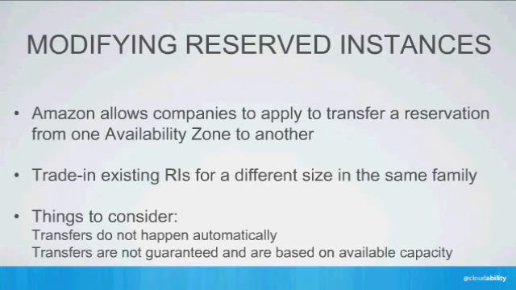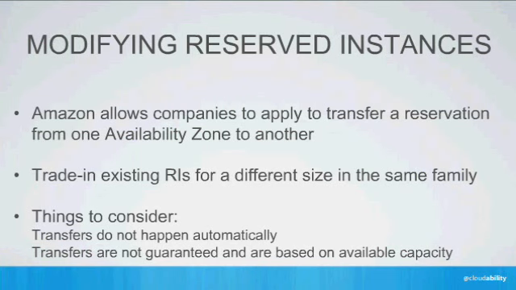So I won't spend a ton of time getting into this, but basically Amazon has laid out a normalization scheme where an M1 small is worth 1 point, an M1 large is worth 4 points, so you could convert one M1 large to 4 M1 smalls as an example. The things to consider with this, though, is that transfers don't happen automatically. You have to fill out a form with AWS in order for this to happen, and transfers are not guaranteed. They're based on available capacity in the availability zone that you want to transfer to.